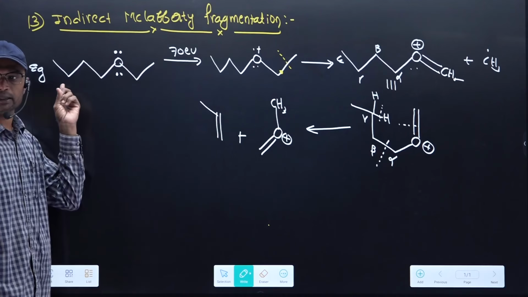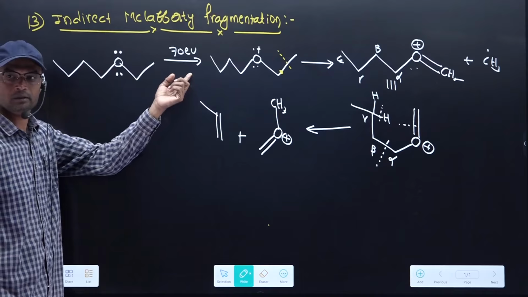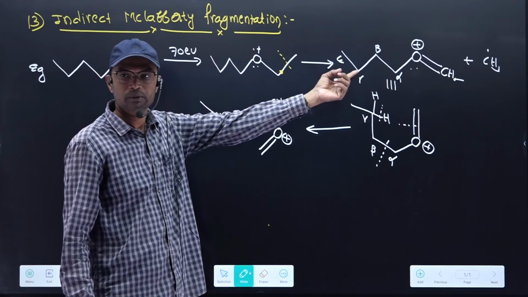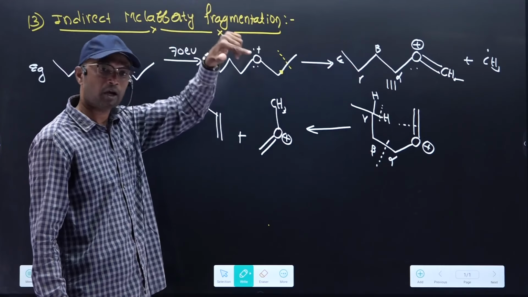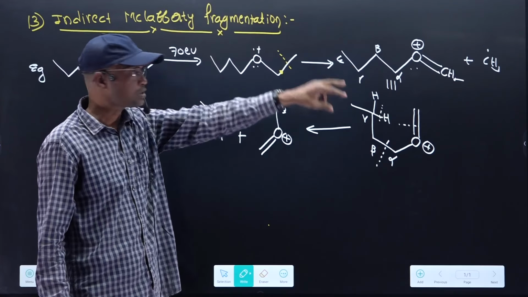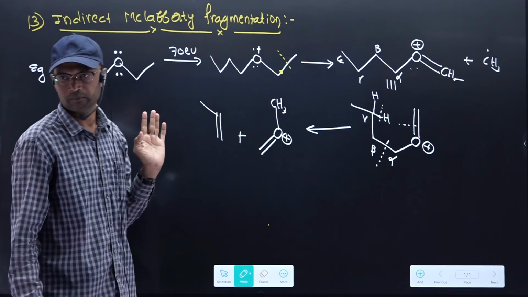Some molecules don't carry unsaturation, but after electron impact and fragmentation, they generate unsaturation in the middle. Initially they don't have unsaturation. After fragmentation, the fragment molecule develops unsaturation. That unsaturation is responsible for McLafferty. This is called indirect McLafferty.